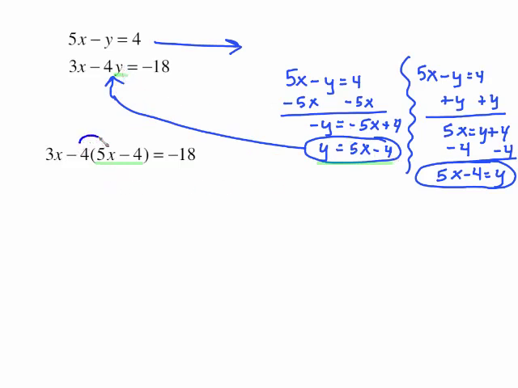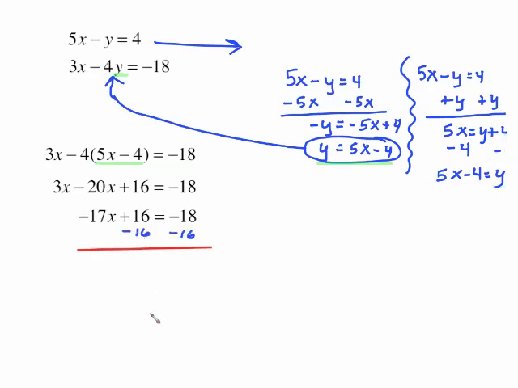Be careful, that is negative 4 times both of those. So we're going to have a sign change. That's going to give us negative 20x plus 16 equals negative 18. Combine your like terms. 3x minus 20x is negative 17x. Subtract 16 from both sides. Now we have negative 17x equals negative 34. Divide both sides by negative 17, which gives us x equals 2.